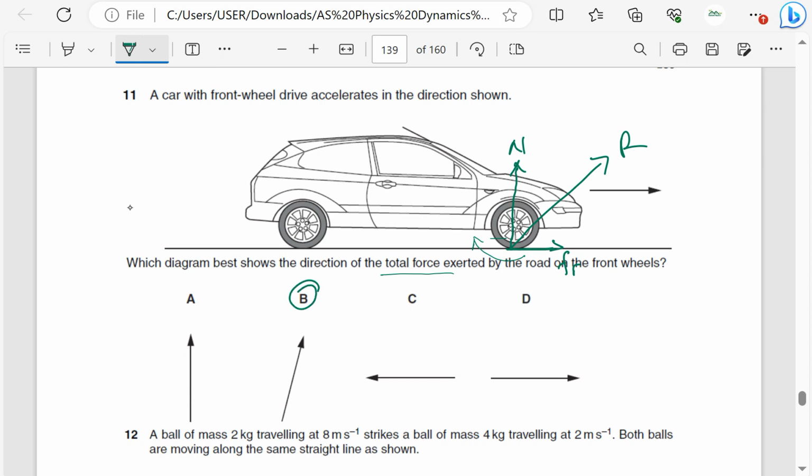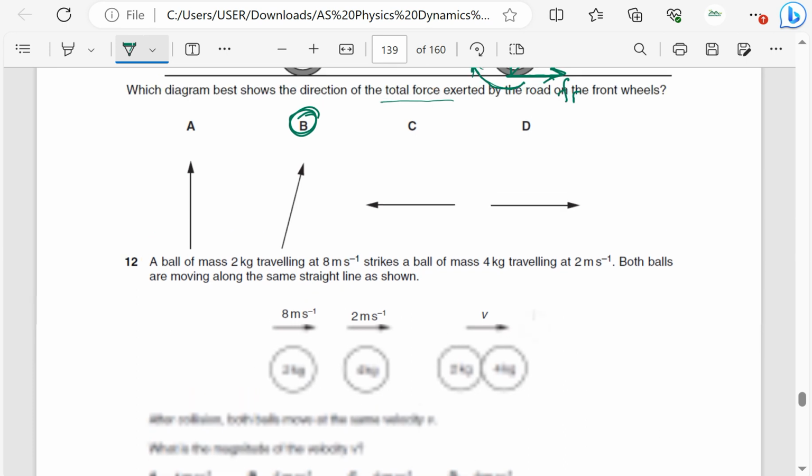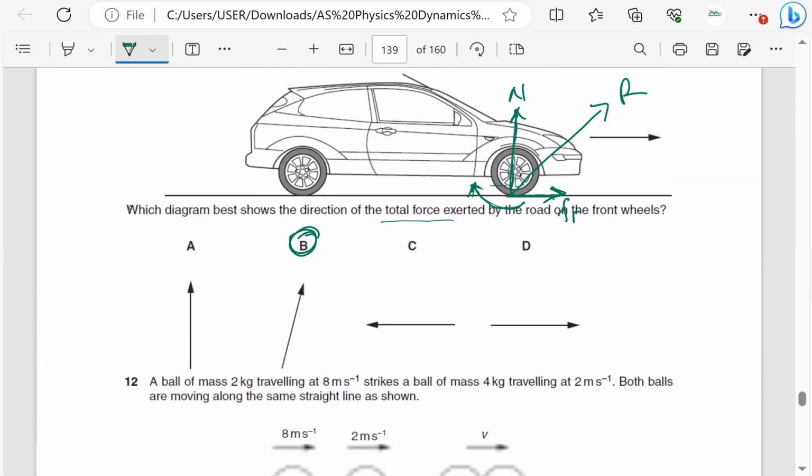So the answer is going to be B, simply because if it is a front wheel drive, the wheel rotates in this direction, which is clockwise. That means the friction is the other way around, which is to the right. But there's a normal reaction force, so the resultant of these two is between them here. So the answer is most likely going to be B. Remember I said the front wheel rotates clockwise. So the friction is to the right hand side.